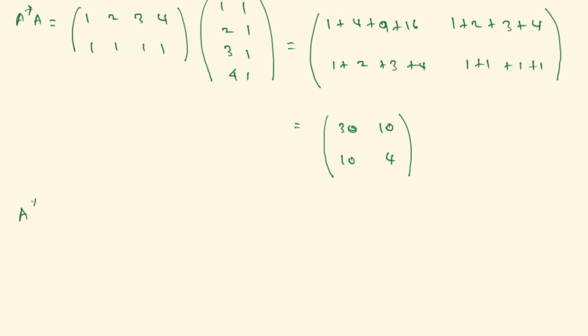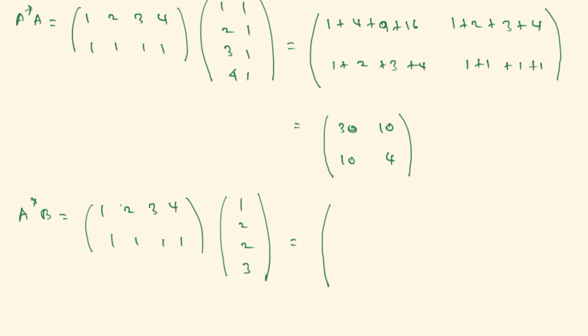Now A star B: A transpose, (1, 2, 3, 4), (1, 1, 1, 1), and the constant matrix B, (1, 2, 2, 3). Now multiply these two matrices: 1 plus 4 plus 6 plus 12, and 1 plus 2 plus 2 plus 3.